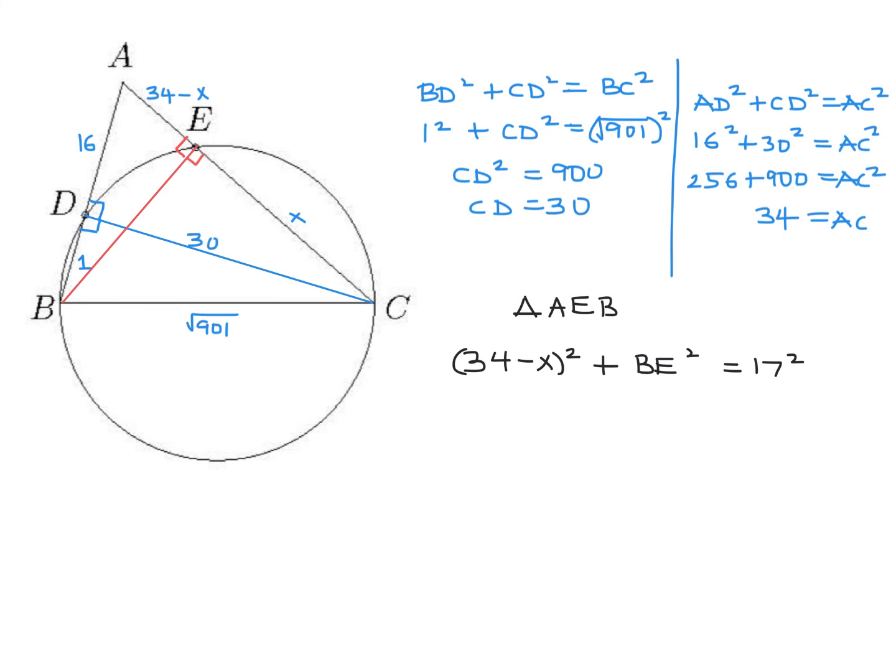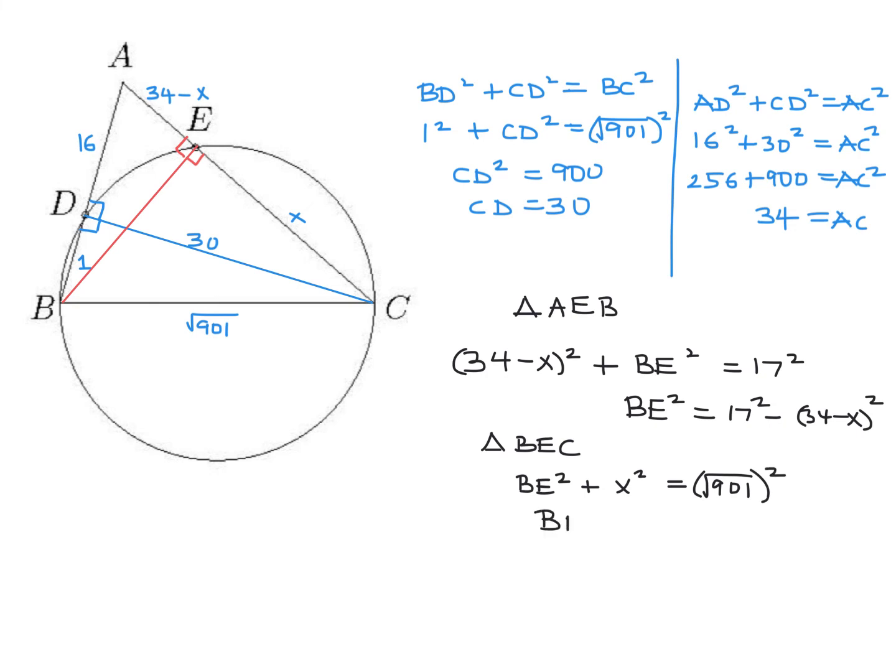All right. And then I'll isolate for BE, and BE squared is 17 squared minus (34 minus x) squared. Now, BE can also be used in another triangle, and that's this one right here. In that triangle, which is triangle BEC, we can again use Pythagoras. That would be that BE squared plus x squared is equal to the square root of 901, all squared. So in this one, if we isolate for BE squared, we get 901 minus x squared.